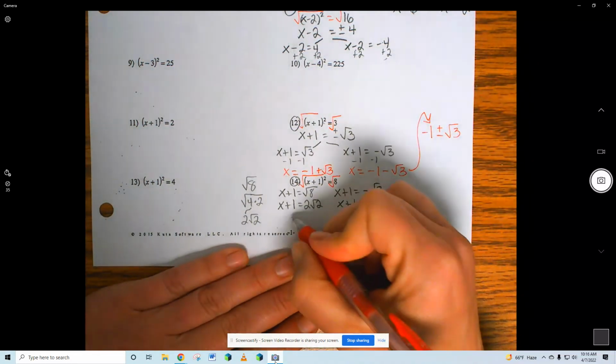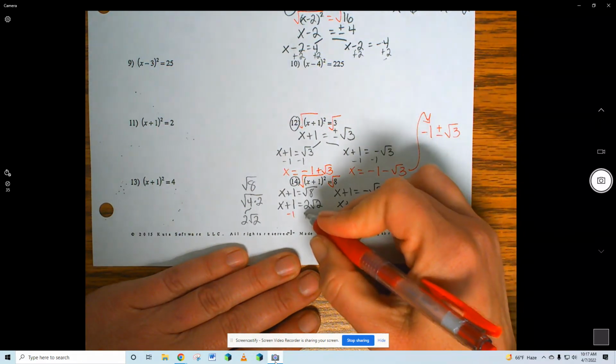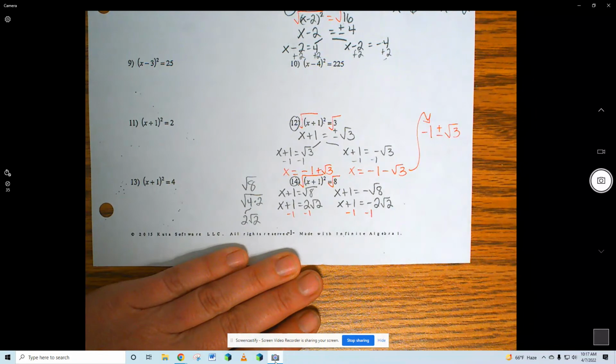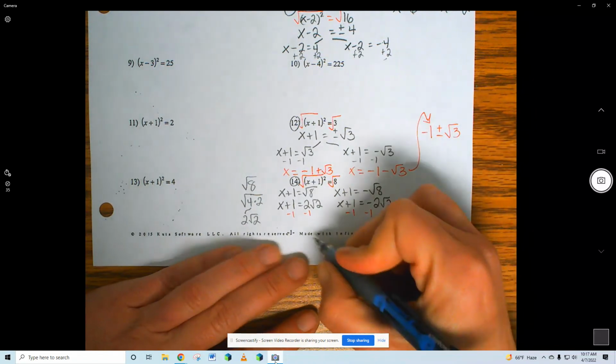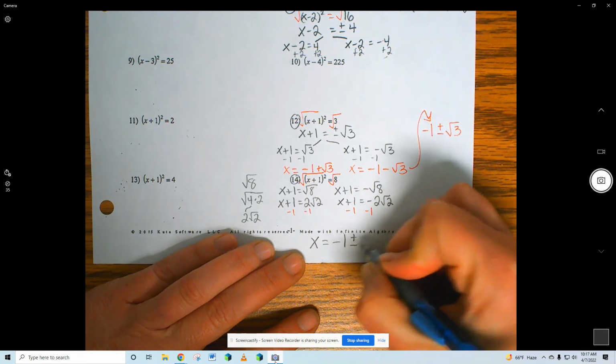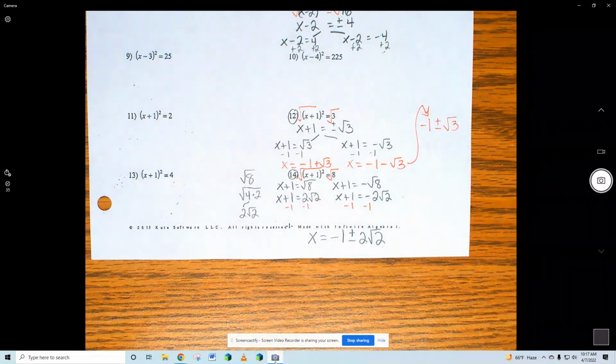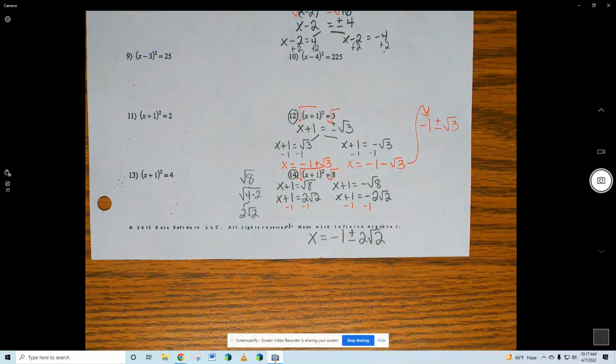So when I subtract 1 on both sides, let me put it together all condensed. X equals negative 1 plus or minus 2 rad 2. The negative 1 goes in front. The 2 rad 2 is its own thing. You can't combine it. You do not make that 3 or 1. No, keep them separate.